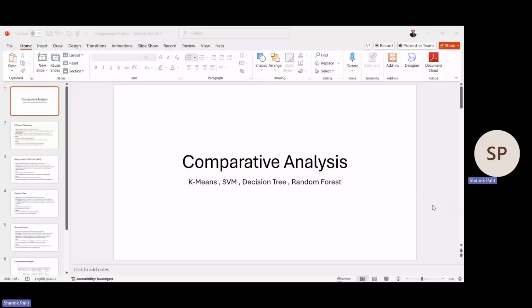Good morning, all. Today we will discuss a comparative analysis among various machine learning algorithms. We will take some algorithms which belong to unsupervised learning, and the rest are supervised learning, and then we will do the comparative analysis. Let me first start with k-means, then we will go ahead with SVM, decision tree, and random forest. At a later stage, we will also do Python coding, that is, the implementation of all these four algorithms to do a comparative analysis.